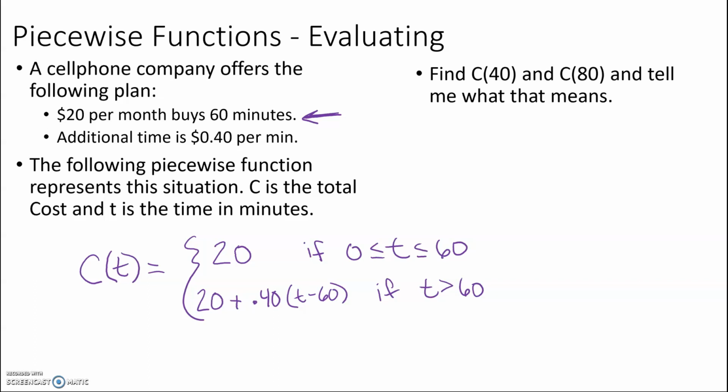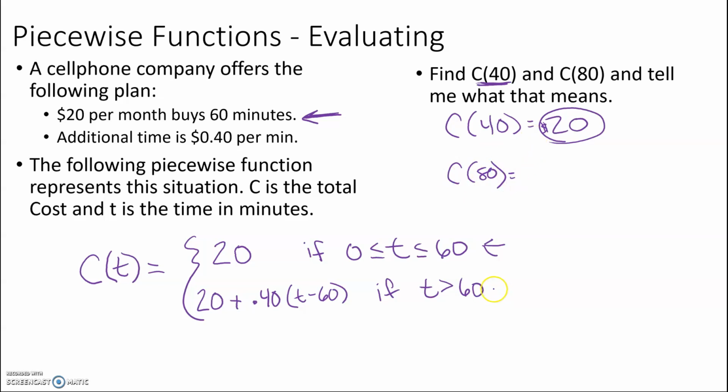The next part says go ahead and find your cost for 40 minutes and find your cost for 80 minutes. If I'm talking about 40 minutes, I'm in this first function, right? My time is between 0 and 60. So if I'm paying for 40 minutes, I'm actually going to pay $20 regardless. Anything 60 or below is a $20 flat rate. Good.